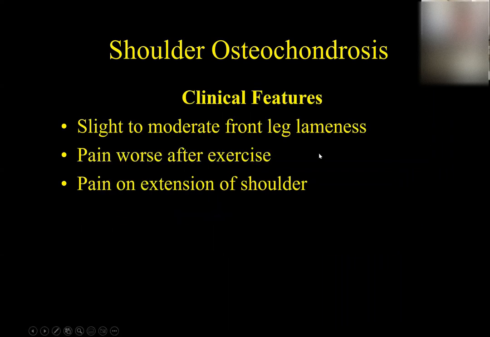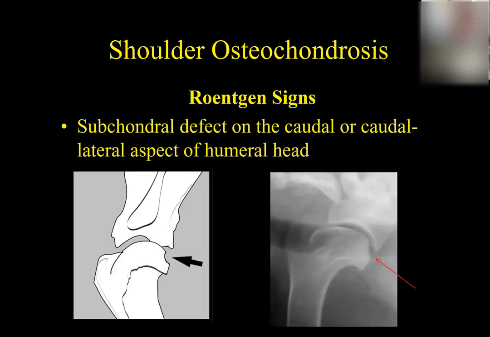Okay, so what do we see? These dogs, again, are large breed dogs. They're young. They come in with moderate front limb lameness, maybe on one side, maybe on both sides. Usually after they start running around a little bit, the pain's even worse, and they have shoulder pain. If you look here, this is our shoulder joint. This is the scapula, this is the humeral head. And we said the most common spot for osteochondrosis in all dogs is the shoulder joint. But the most common portion specifically of the shoulder is the caudal aspect of the humeral head.